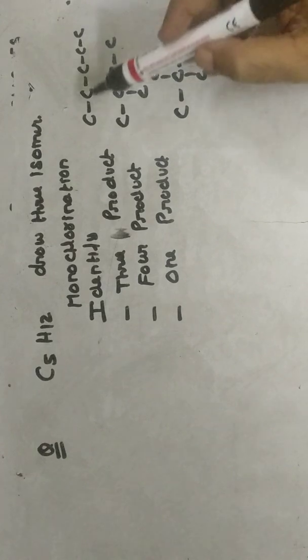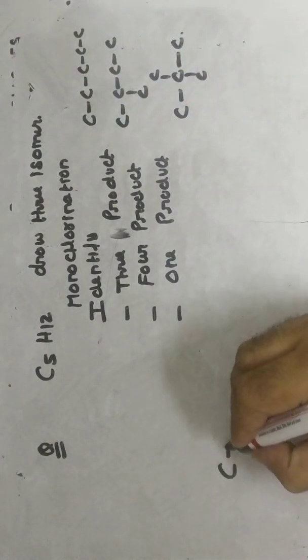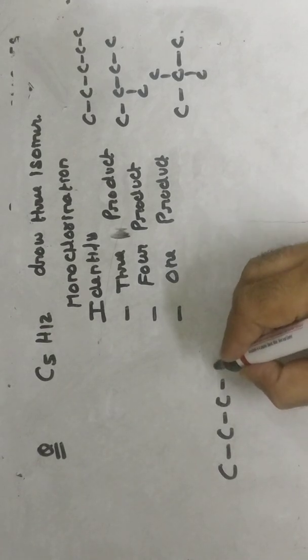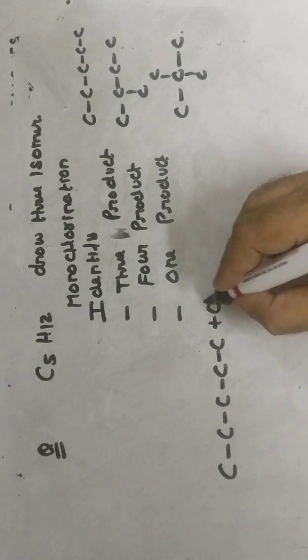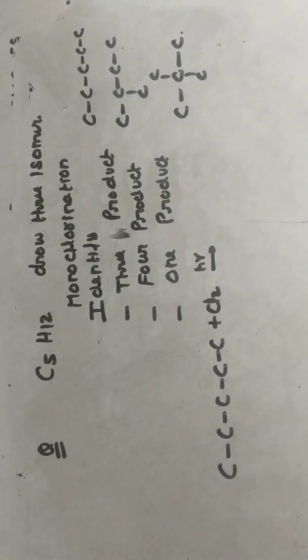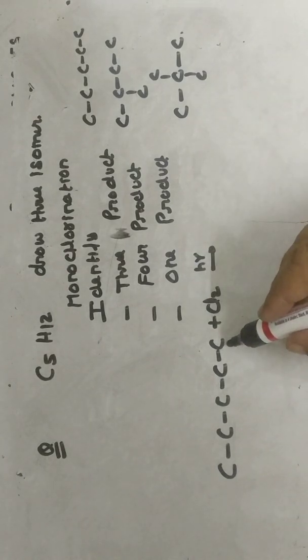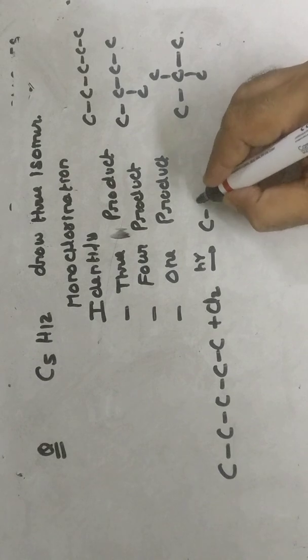Now you can see if you react this isomer with chlorine one time, you can get the formation of 3 products. 1, 2, 3, 4, 5. You react with chlorine one time in the presence of sunlight, you can get 3 possible products. What are the 3 possibilities? We can replace hydrogen from here, or from here.